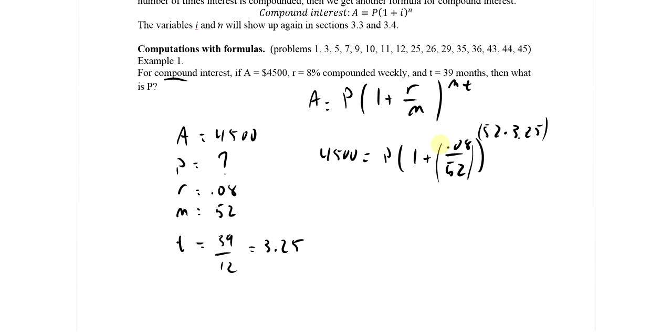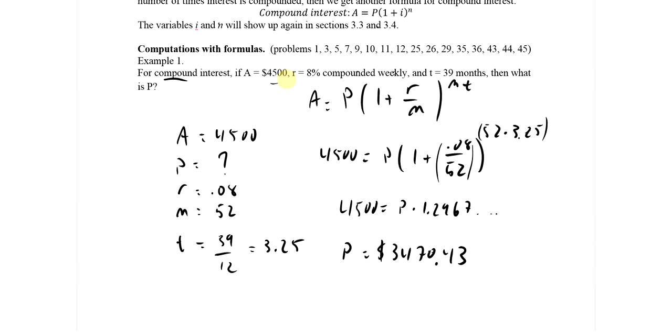the power you want. And if you grind all that out, you should get 4,500 equals P times this whole thing, which should become 1.2967... right? Lots of decimals. And divide 4,500 by this number, and you get 3,470.43. So if you invest this much now and let it sit for 39 months at 8% compounded weekly, then you'll end up with 4,500.